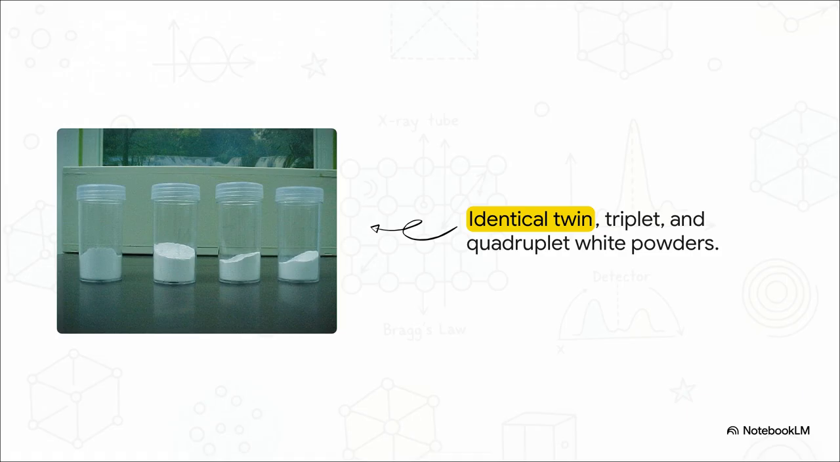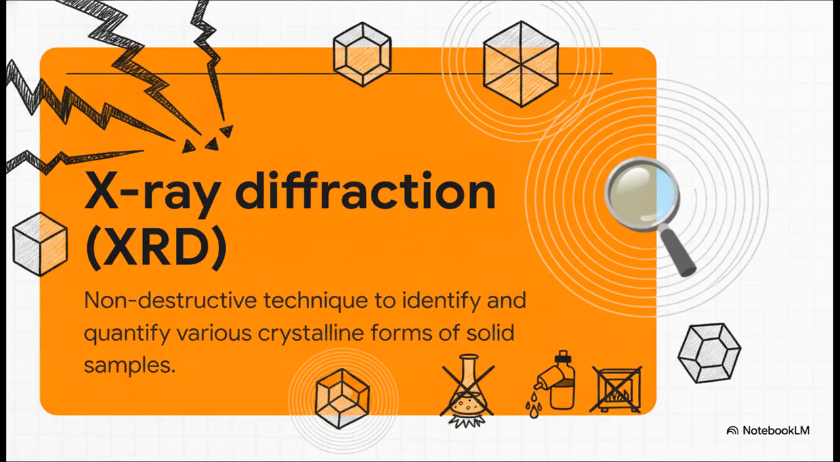Standard chemical tests could destroy the sample or take days, but we need answers right now. We need something way faster and way more precise. Enter our secret weapon, X-Ray Diffraction, or XRD for short. It's basically the fastest, easiest, and most robust way to identify crystalline materials, what we call distinct phases of a solid. And the absolute best part? It's completely non-destructive. No melting, no burning, no dissolving our mystery powders to figure out what they are.